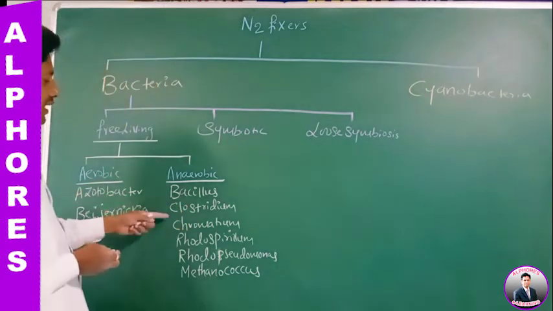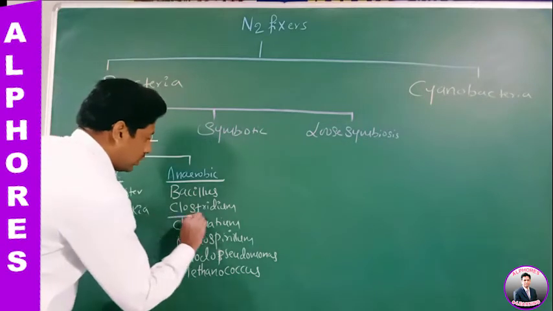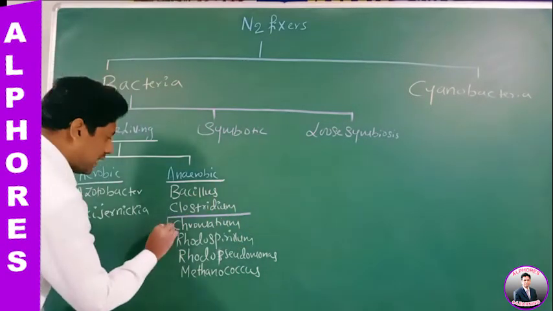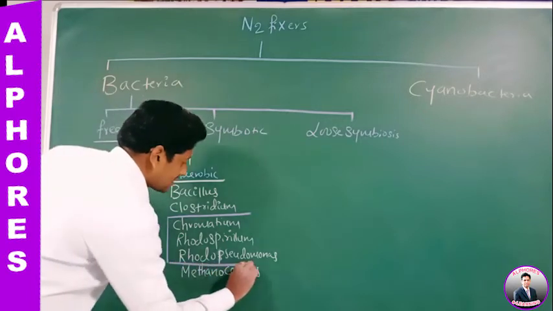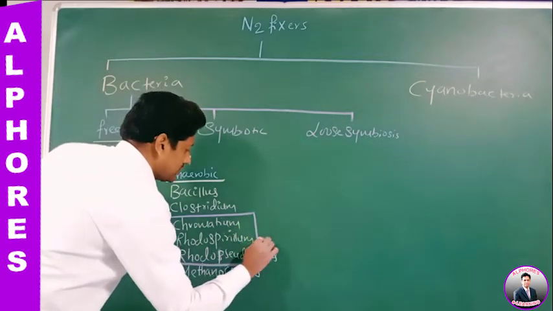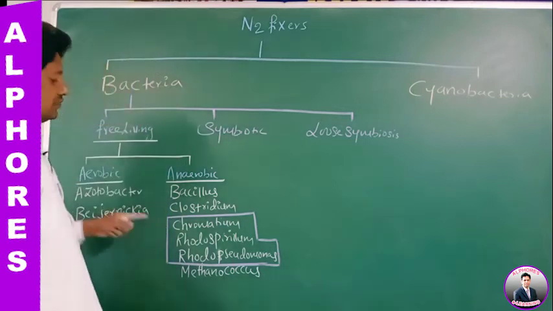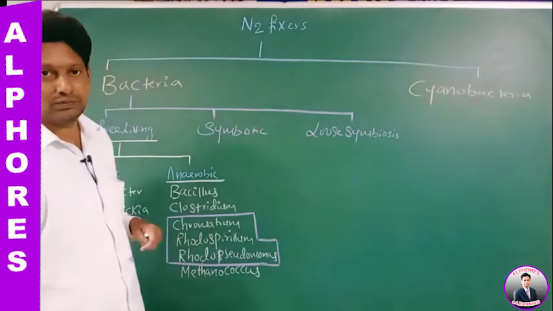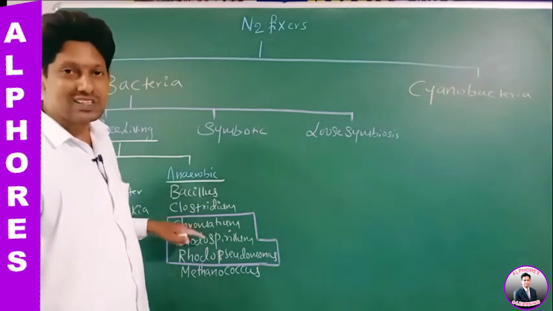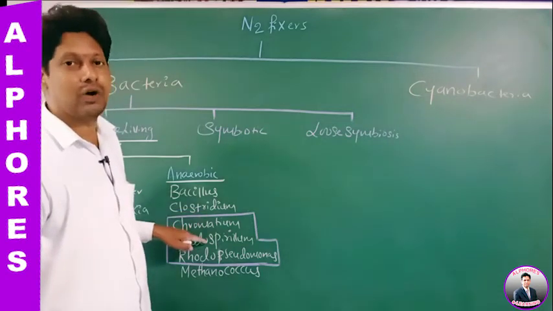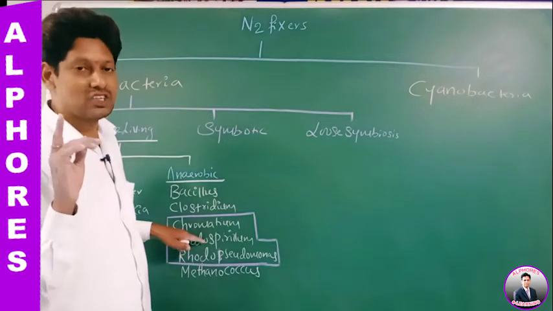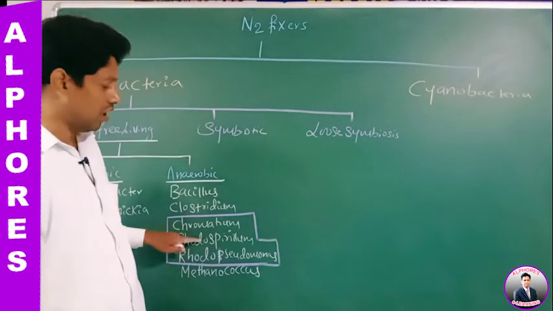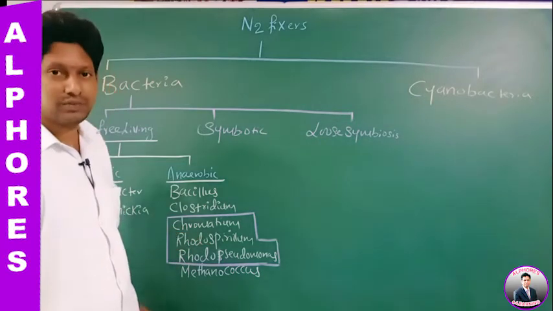In these anaerobic organisms, Chromatium, Rhodospirillum and Rhodopseudomonas, these three are photosynthetic. Do bacteria release oxygen during photosynthesis? No. Therefore, they are non-oxygenic photosynthetic.